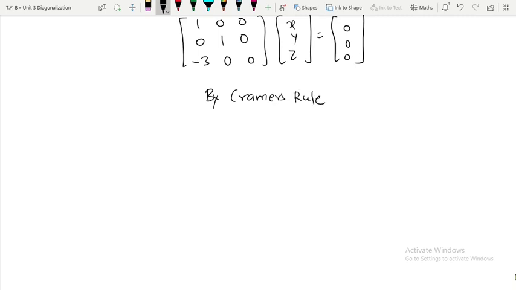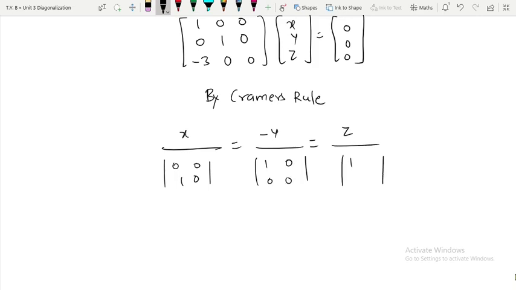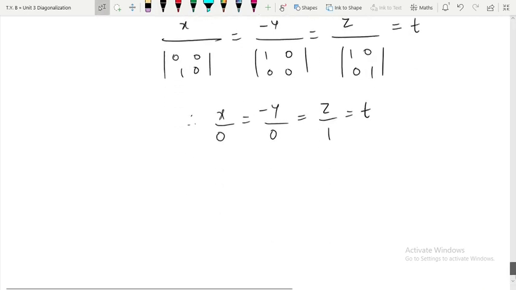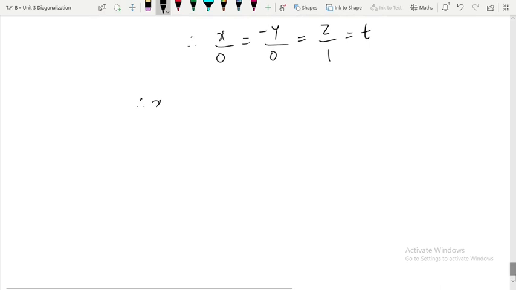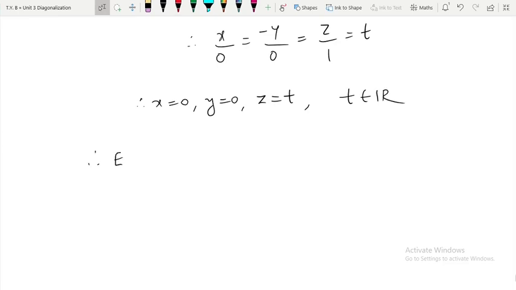let us see what we get. x upon determinant of 0 0 1 0, minus y upon determinant of 1 0 0 0, is equal to z upon determinant of 1 0 0 1, which is equal to t. Therefore x upon 0 is equal to minus y upon 0 is equal to z upon 1, which is equal to t, and therefore you get x is equal to 0. Therefore x is equal to 0, y is equal to 0, and z is equal to t, where this t belongs to R.